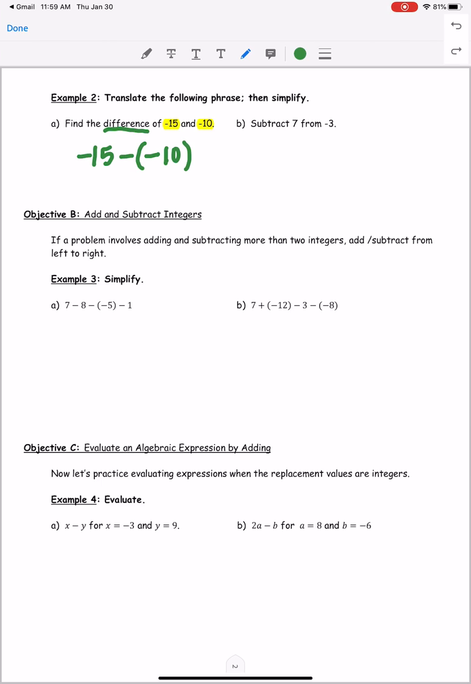Okay. So now we can clean this up. That double negative right here becomes a plus. So we got negative 15 plus 10. Now that I've simplified this, I've cleaned it up, now use your rules. We have different signs, so I'm going to subtract. 15 minus 10 is 5. I'm going to keep the sign of the bigger number, which is 15, and it's negative.